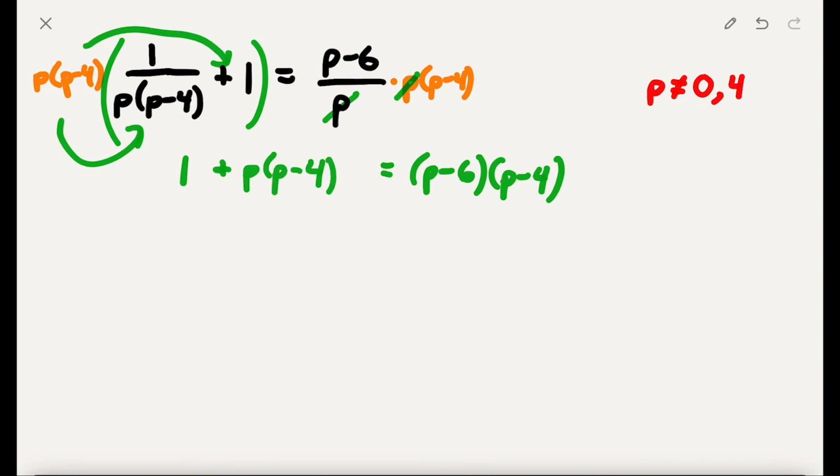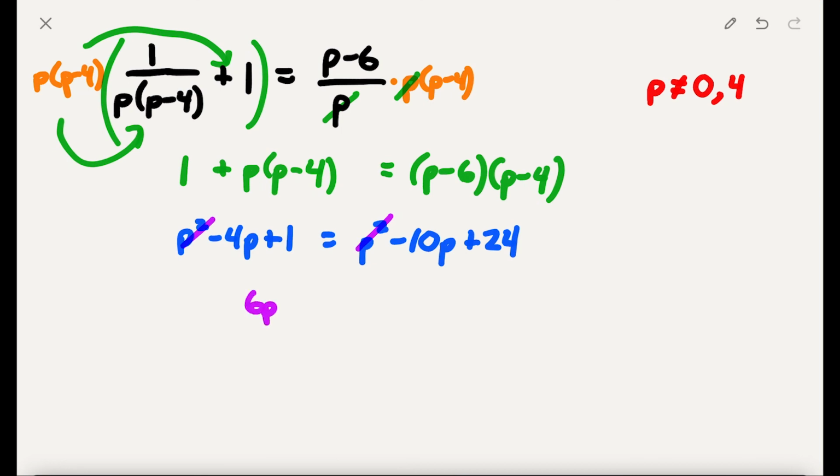I'm going to expand everything out. So on the left side, you're going to be left with p squared minus 4p plus 1 is equal to p squared minus 10p plus 24. From here I'm going to subtract off the p squareds from both sides. I'm going to add 10p to both sides, so you're going to be left with 6p. I'm going to subtract 1 from both sides, and you're going to be left with 23 on the right side.